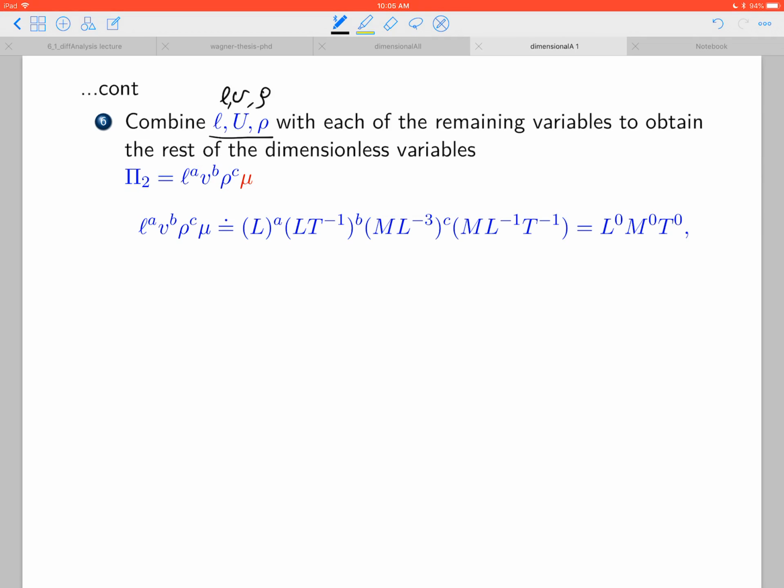Okay, so this is our expression for the dimensions. So L to the a, V to the b, rho to the c, and now multiplied by the viscosity, and that has to be equal to L, M, and T. But by now we know that what is important is we choose the base and we look at the exponent. So we have to choose a, b, and c such that the exponents are going to be cancelled.